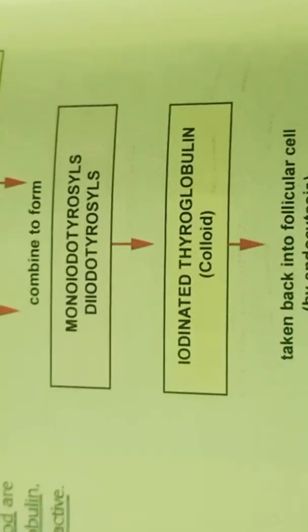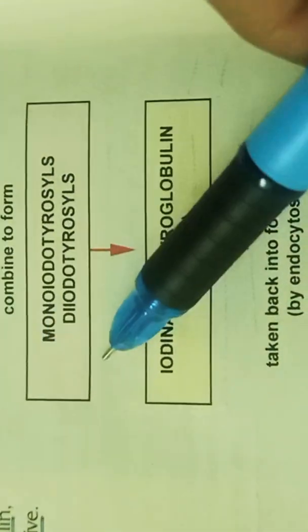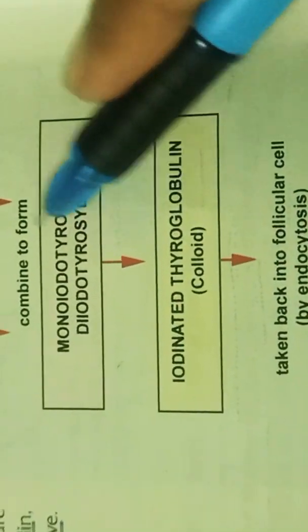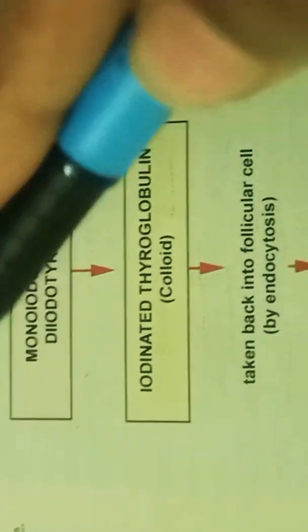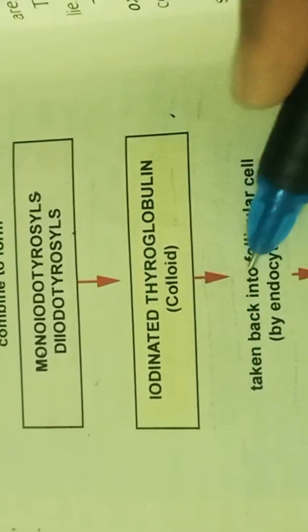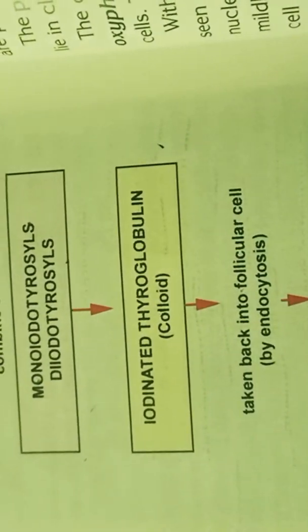So this is the process by which iodine is absorbed from the blood and a glycoprotein is synthesized in the follicular cell, right? Both together form monoiodotyrosine and diiodotyrosine. Both together in the colloid form iodinated thyroglobulin. Again this is taken back into the follicular cell by endocytosis and they form T3 plus T4, released into the blood.